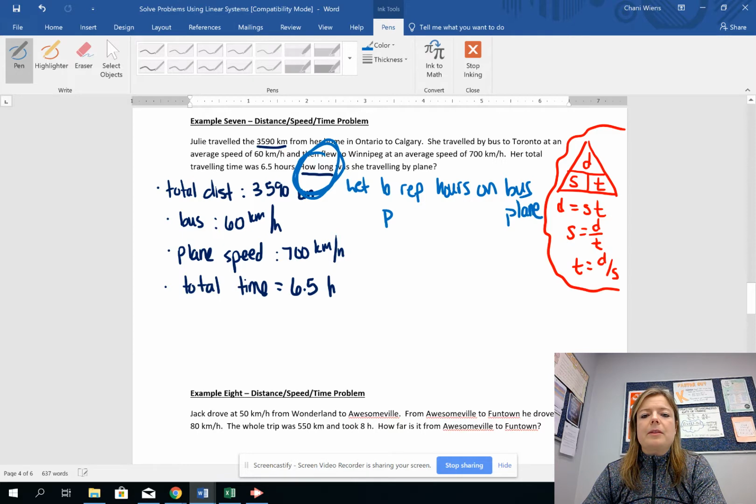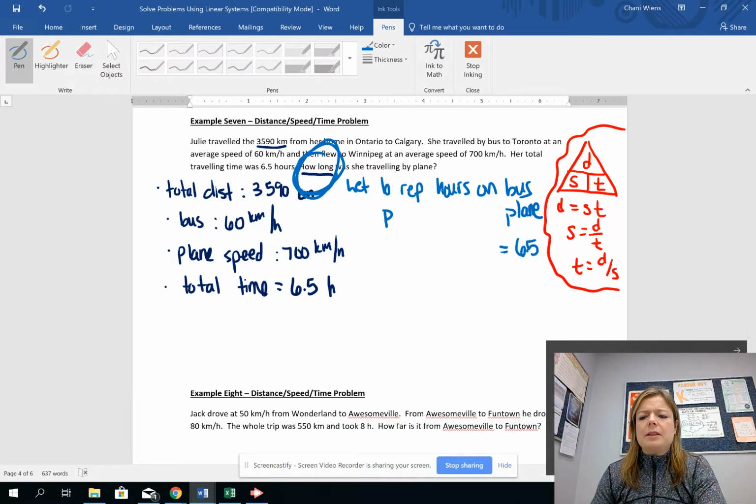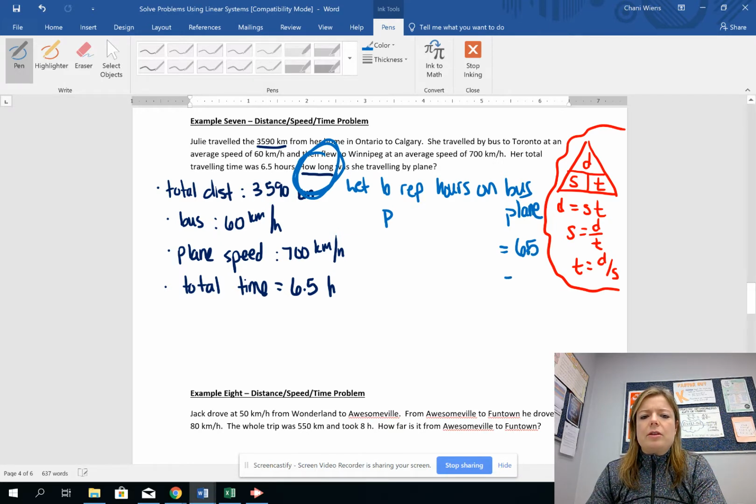That's super important. So now for our two equations, notice we have two totals. We have the total of 6.5 in terms of the hours, and we have the total of 3,590, which is a distance. So our time plus our time is 6.5, and our distance plus our distance is 3,590. Okay, so our variables represent hours. So it's just B plus P that is equal to 6.5.